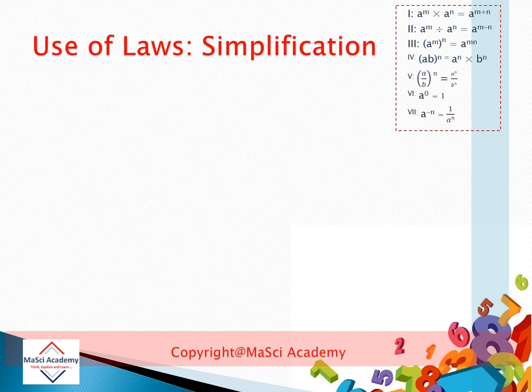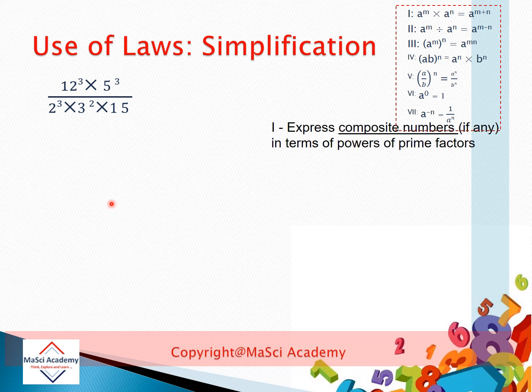Now where do we use these laws of exponents? The first use is in simplification of expressions. For example, we have 12 cube multiplied by 5 cube divided by 2 cube into 3 square into 15. Here we see there are two composite numbers. So the first step is to express all the composite numbers in powers of the prime numbers. 12 is equal to 2 square multiplied by 3 and 15 is 3 into 5.